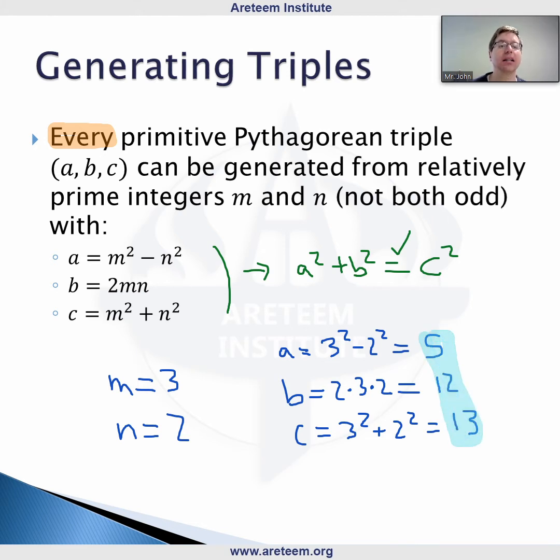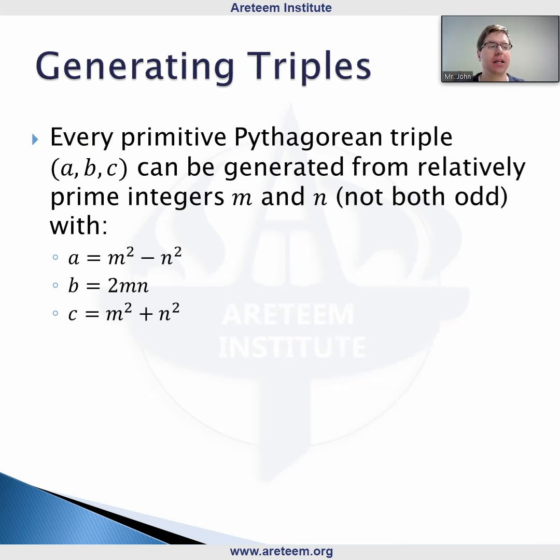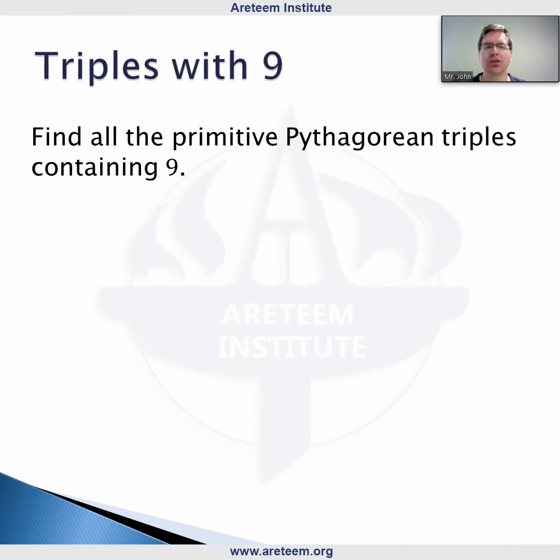If you plugged in other numbers, like m is 5 and n is 2, you will get another primitive Pythagorean triple, and you can generate a bunch of these this way. So let's explore this a little bit. The main way this can be helpful is for going in reverse. Say you want a triple that has a certain number in it.